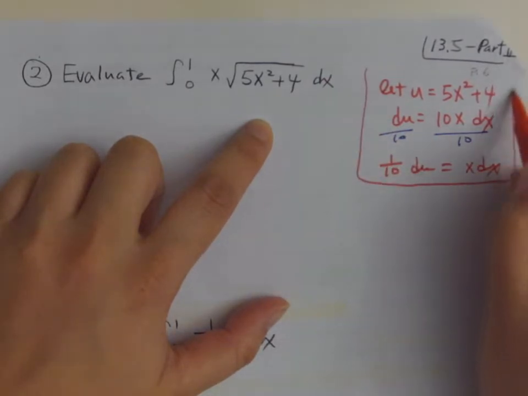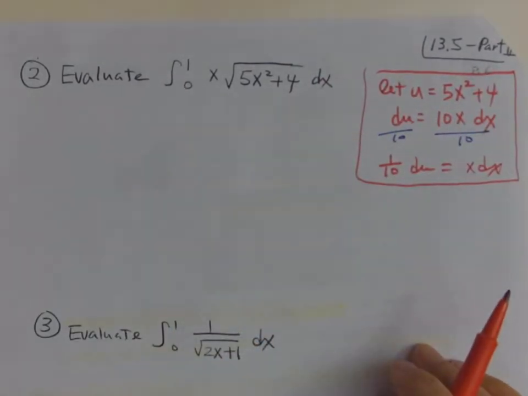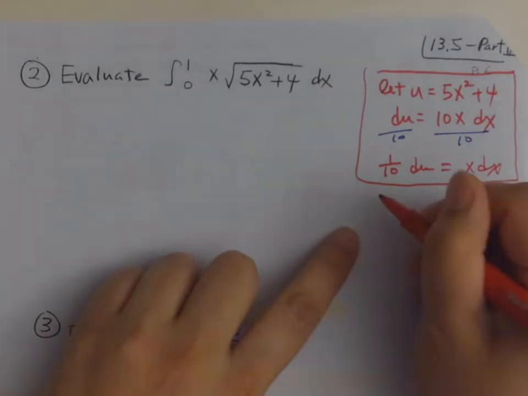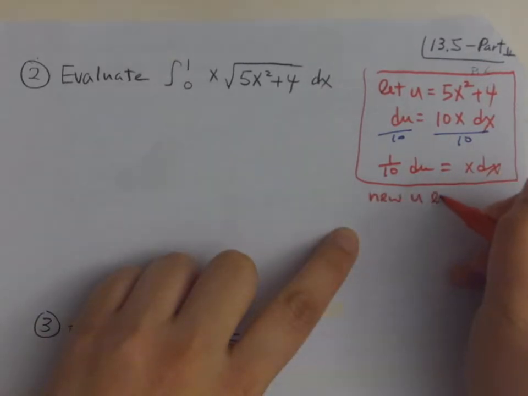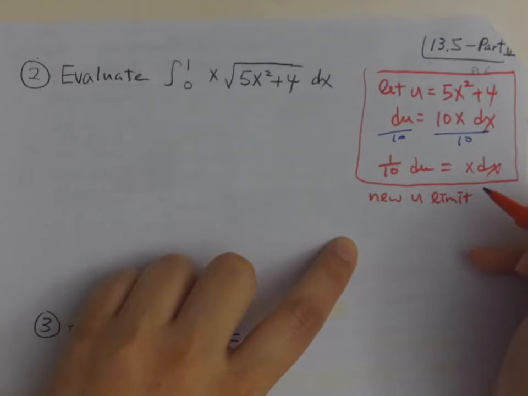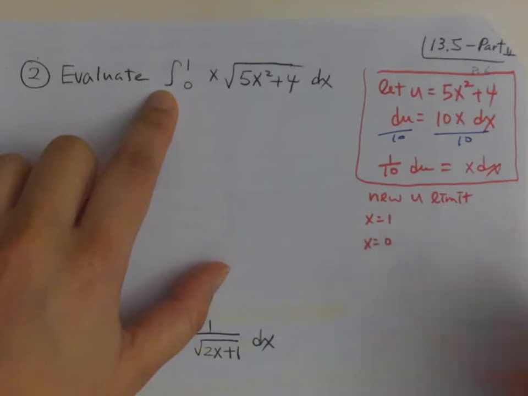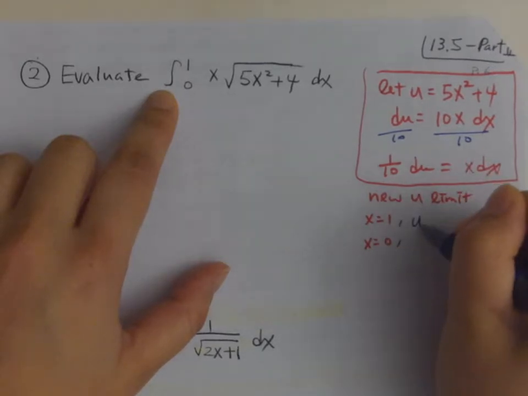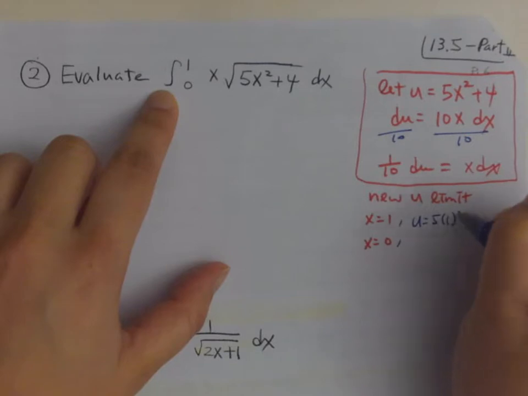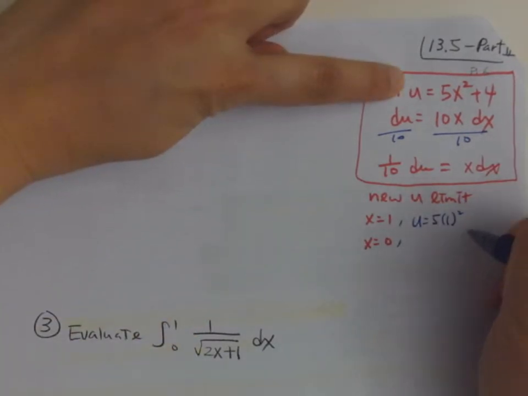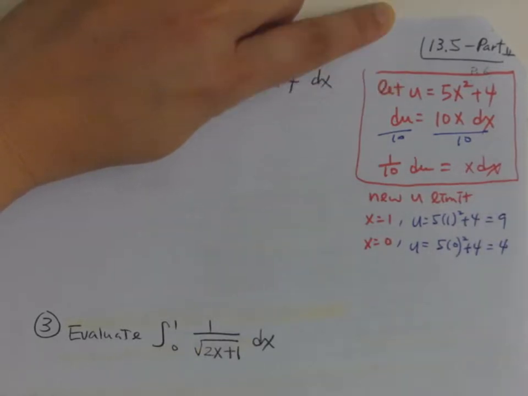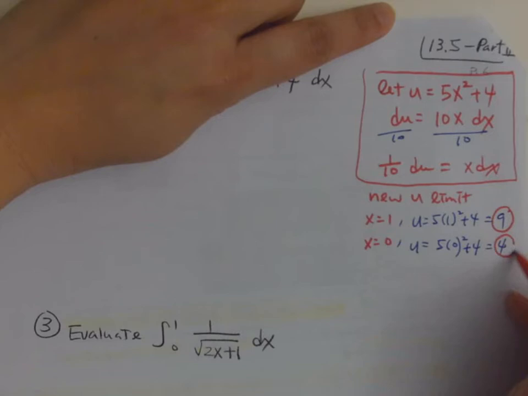So this is just the u and the du parts, and then I also need to figure out the new u limits, right? Okay, so one of them is x equal to 1, one is x equal to 0. And then u equals 5 times 1 squared, according to this u, plus 4. So it's just 5 plus 4 equals 9. And then we have u equals 5 times 0 squared plus the 4, which is just 4, right? So this is my new upper and lower limits, right?